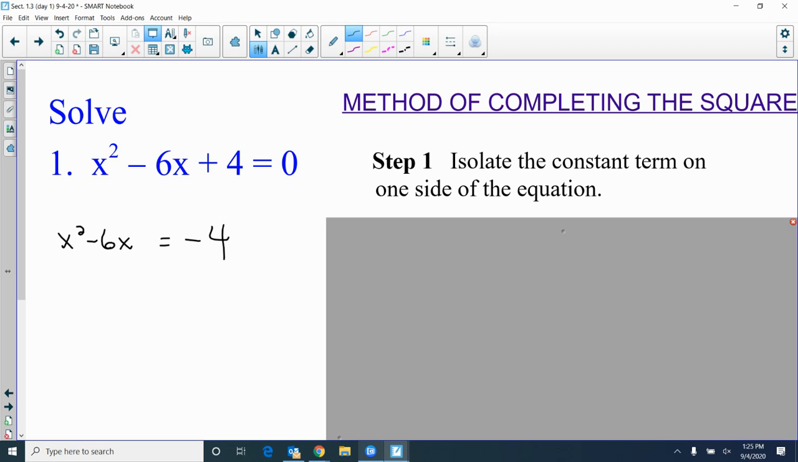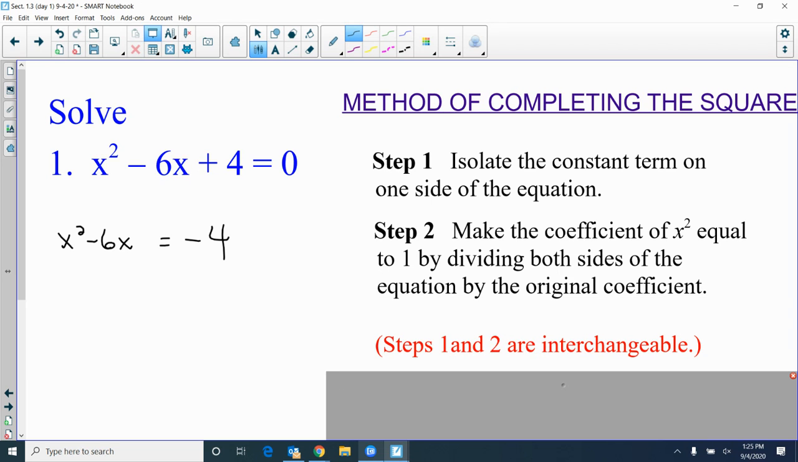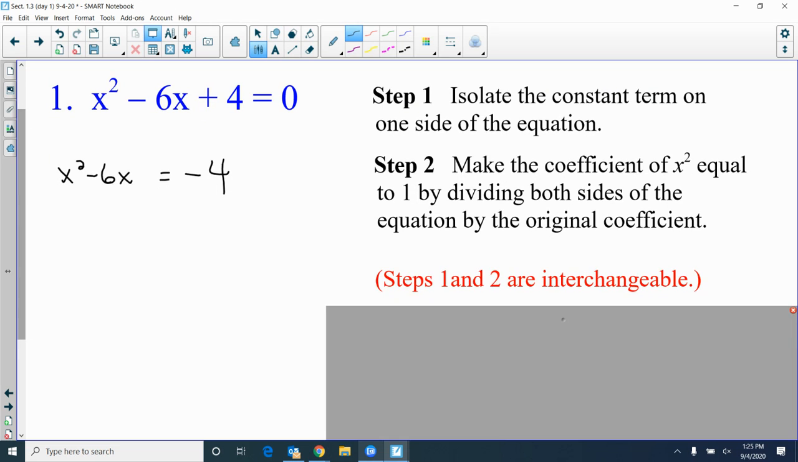Now, this second step actually doesn't come into play for this problem because it says make the coefficient of x squared a 1. Well, it already is a 1, so that actually makes life easy. By dividing both sides of the equation by the original coefficient, basically you got to divide everything. So if this was a 2 in front of here, you have to divide everything by 2. But we don't have to worry about that. Now, as you can see there, steps 1 and 2 are interchangeable. All right, this third step, key step here.